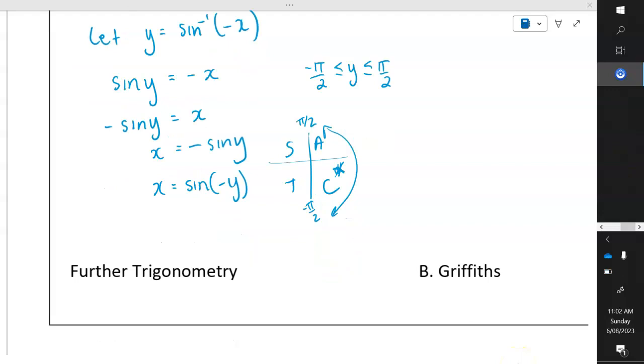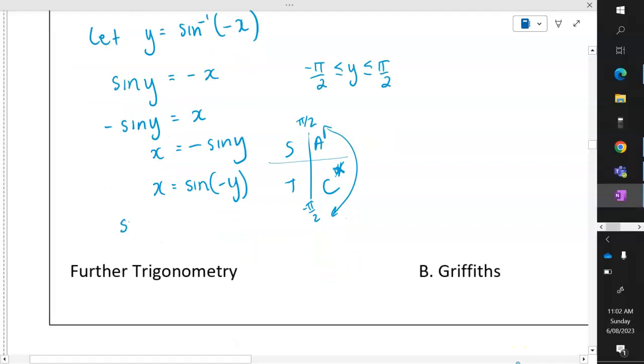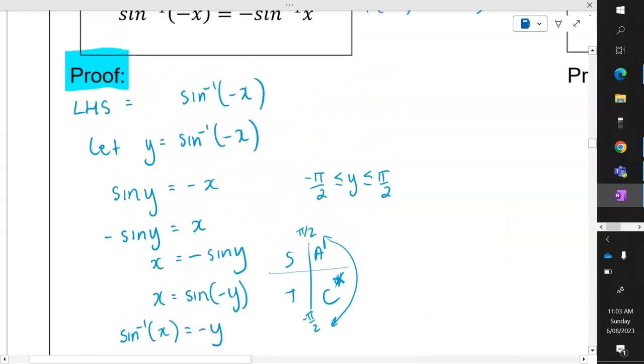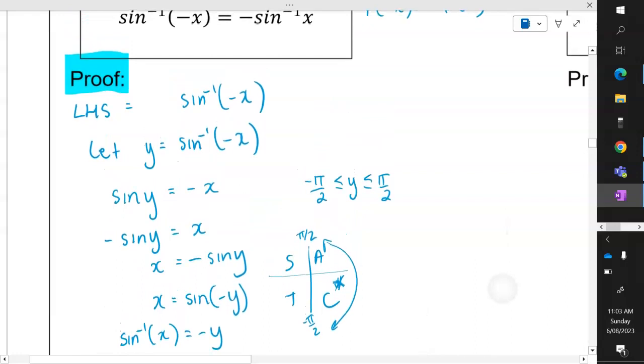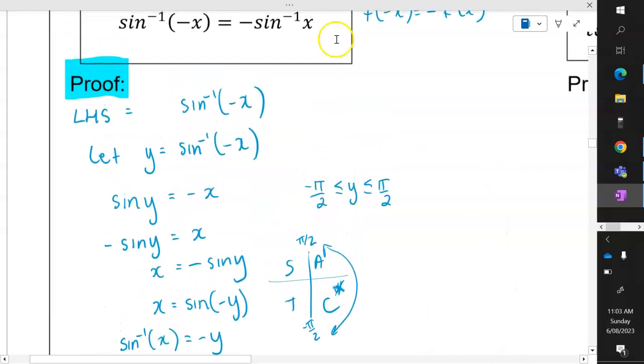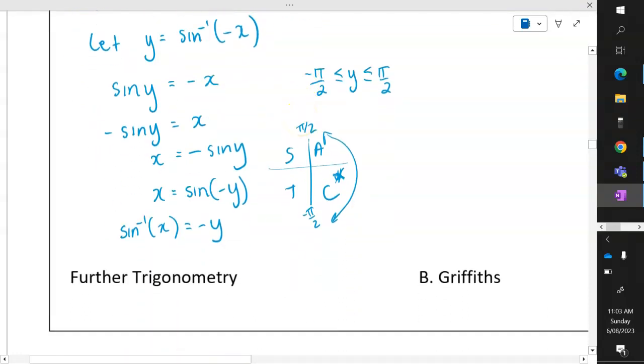I can also write this as sine inverse of x is equal to minus y. And if I divide both sides there by minus 1, I'm going to be equaling what I got my right-hand side to be up here. So therefore, minus sine inverse of x is equal to y, and that's our right-hand side.